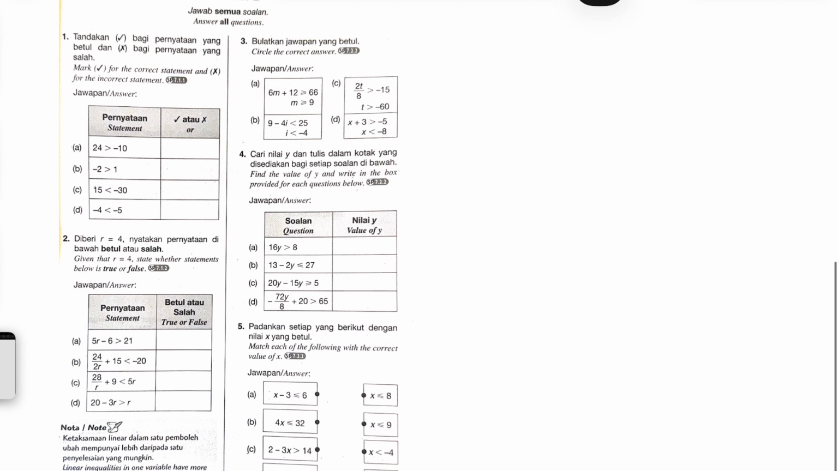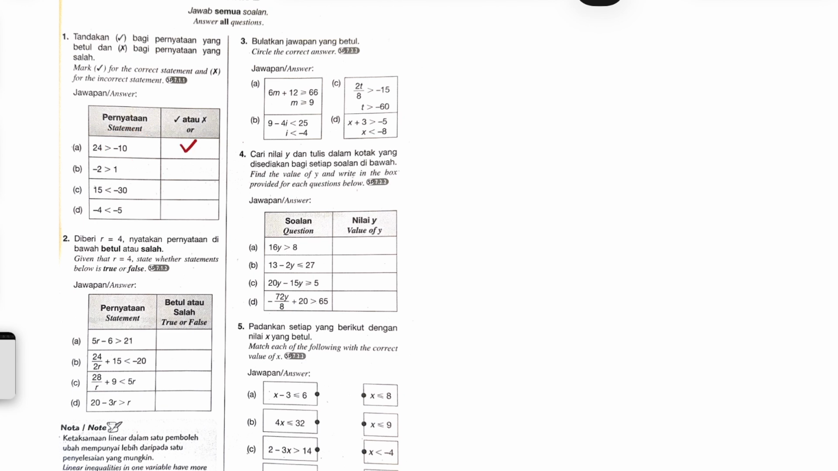Okay, section B normally will be mix and match, fill in the blank, tick and wrong, right? So we have to read the question carefully. This one mentions to mark a tick for each correct statement, and a cross for the incorrect one. So is 24 greater than negative 10? Of course, a positive number is greater than a negative number. So of course, this is true.